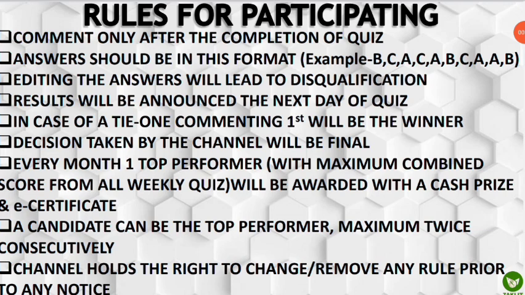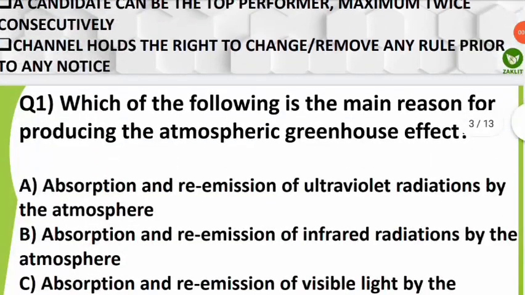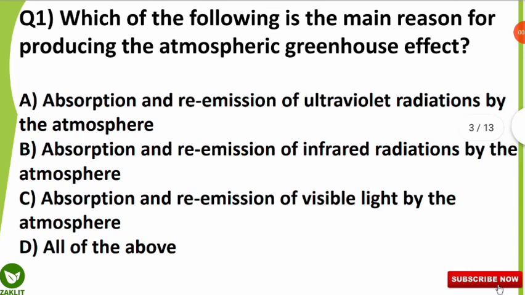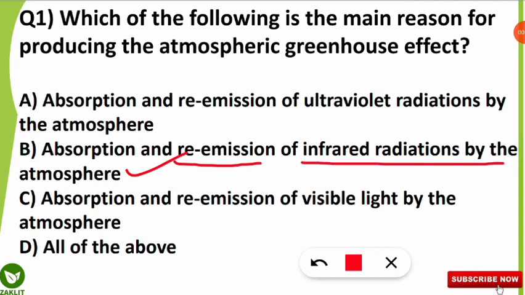So now, before revealing the results, let's discuss the questions first. So the first question was, which of the following is the main reason for producing the atmospheric greenhouse effect? And here the correct option will be option number B. Yes, absorption and re-emission of the infrared radiations by the atmosphere causes the greenhouse effect.